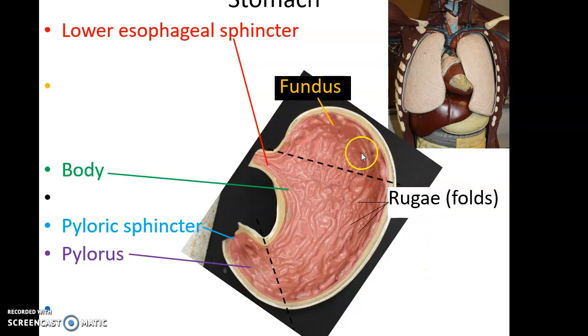The stomach has three main regions: the fundus, which is the hump, the body, which makes up the bulk of the stomach, and the pylorus, the little tail end. And the pylorus ends in the pyloric sphincter, which controls the movement of materials into the duodenum of the small intestine. Looking at the inner lining of the stomach, we see that it has all these little folds. They are called the rugae, one rugae, many rugae. They're important because they help allow the stomach to stretch.